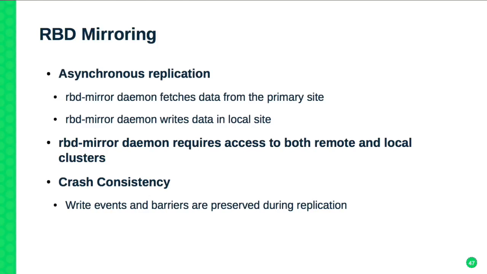We provide, or we guarantee, crash consistency. So the mirrored image will have the same guarantees as the primary image. So we guarantee crash consistency.